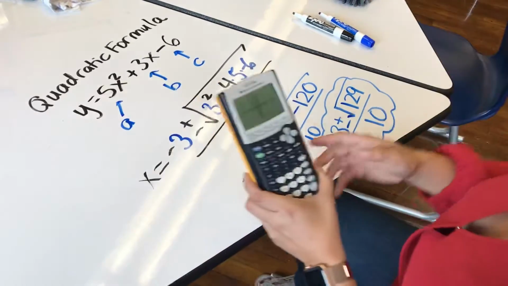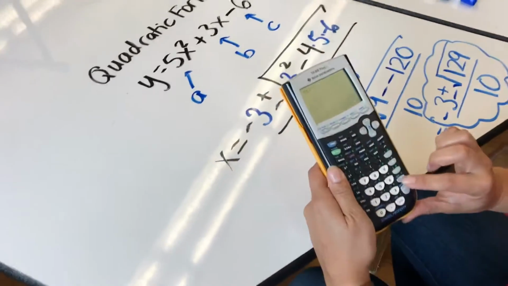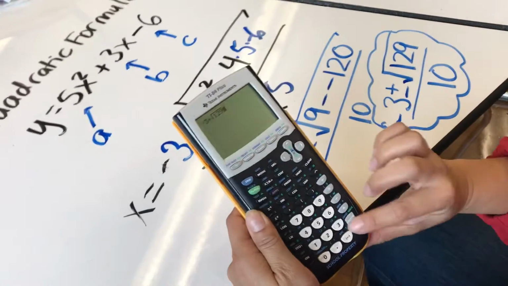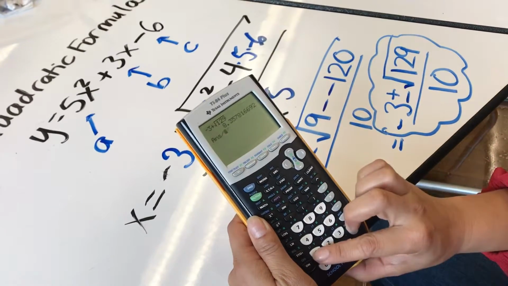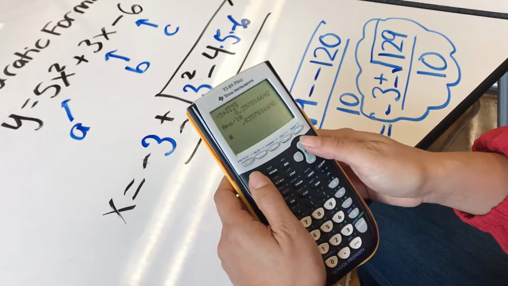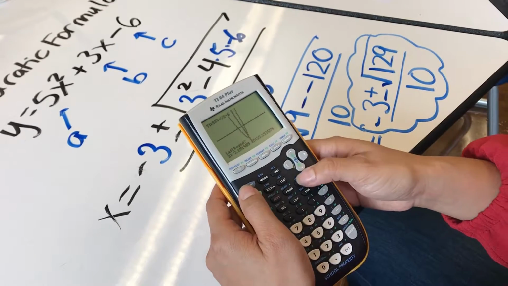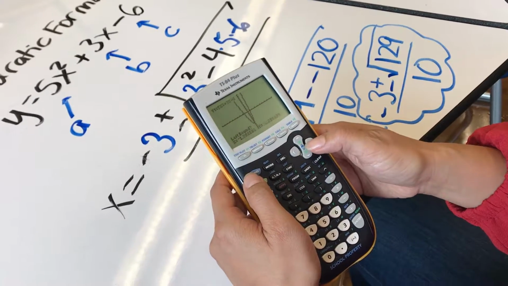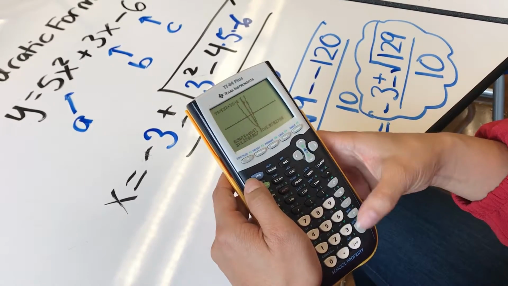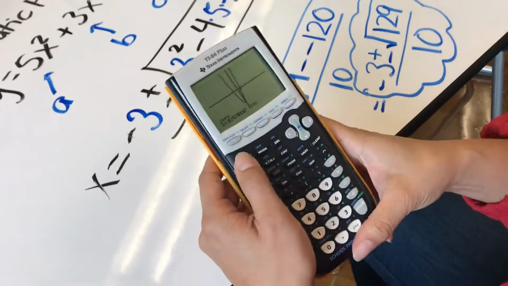Now I'm going to check, will that match the calculator? So if we do negative 3 plus the square root of 129, I know what that is, and divide by 10, that's 0.8357. Then I'm going to check this zero here. And this is a little bit advanced of what we're doing in class, but I'm just showing you where it could be. And that is correct.